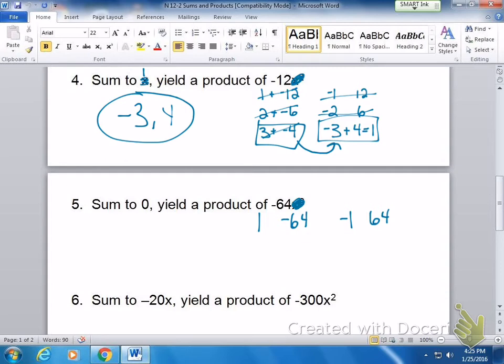All right, guys. I went to 2 next. And if I have 2, then my other one must be -32. 3 won't go into 64. And if you're not sure, just do in your calculator 64 divided by 3. If it's a decimal, it doesn't work.